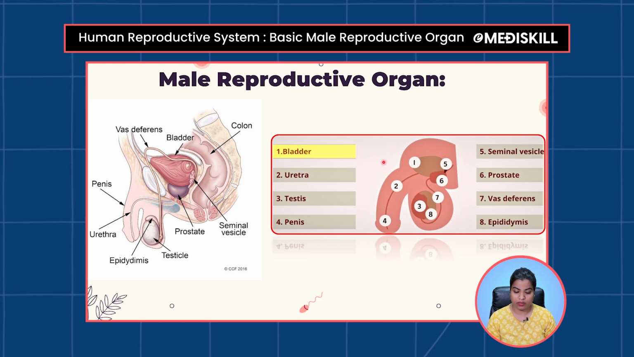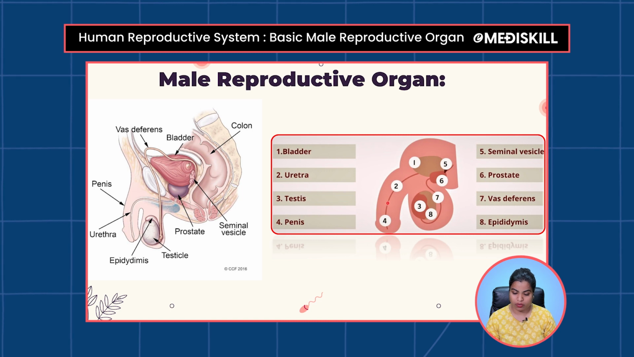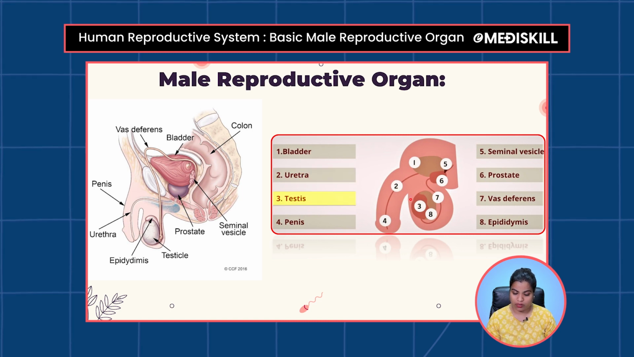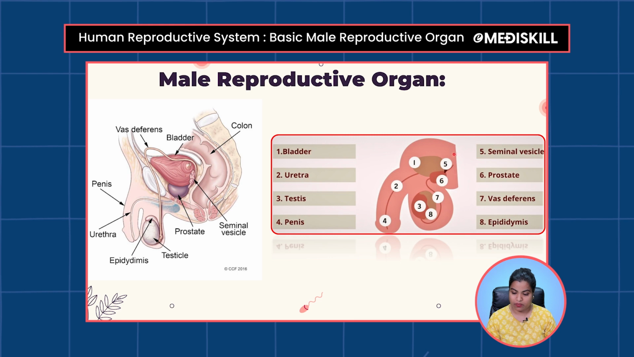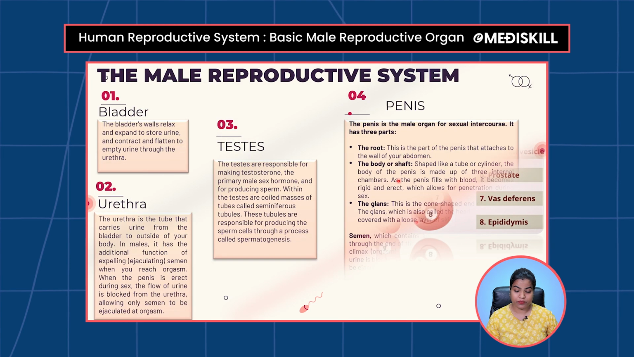The first one is the bladder, which is situated here. Then we are going to talk about the urethra, alright. Then it comes to the testes, which is this particular part, then the penis in much more detail. And then we have the seminal vesicle, the prostate over here, and then the vas deferens as well as the epididymis. Alright, so let's go into much more detail about these organs and their roles specifically.